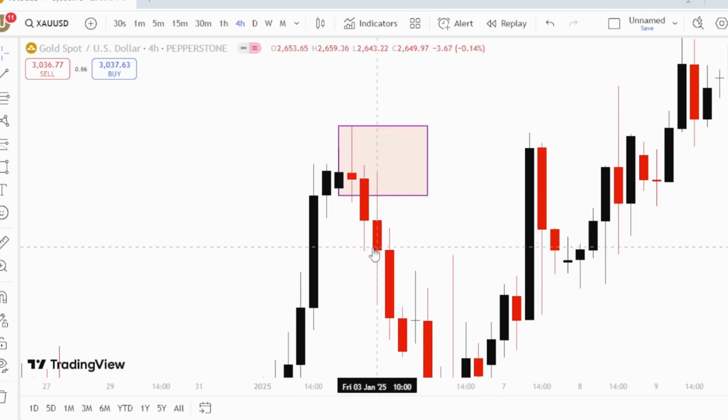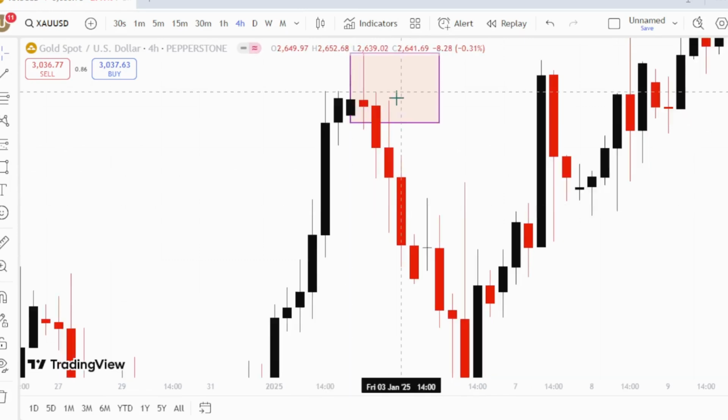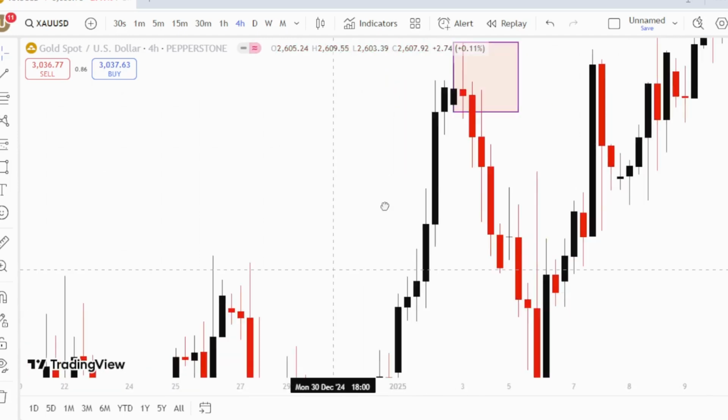Yes, you don't know when the retesting candle decided to go this far, you are not sure, because you want to see what price actually does at this point before you make your decision either to sell or not to sell. So that is it.